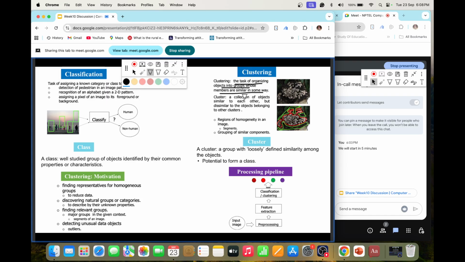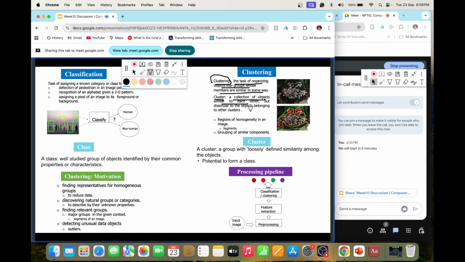So that is clustering. What is a cluster? A cluster is a group of objects which are similar in some way. A cluster is a collection of objects similar to each other but dissimilar to the objects belonging to other clusters. So again I am repeating, clustering is the task of organizing objects into groups whose members are similar in some way.